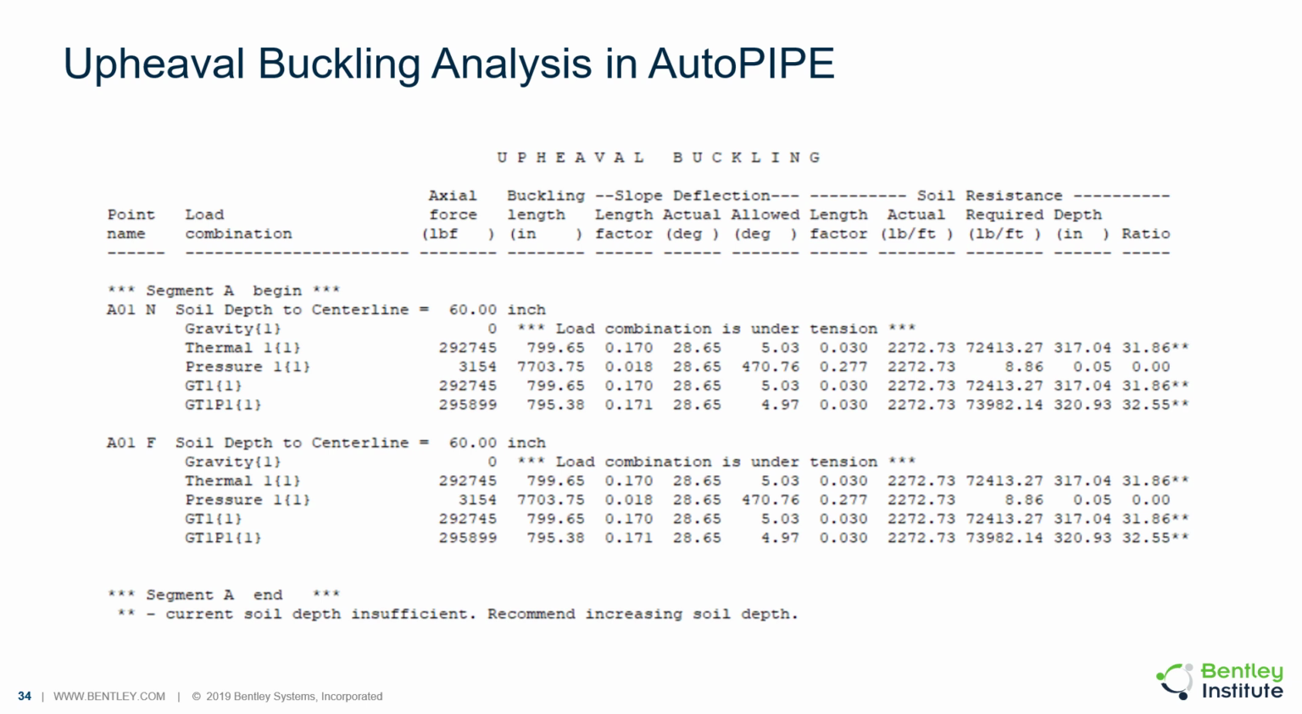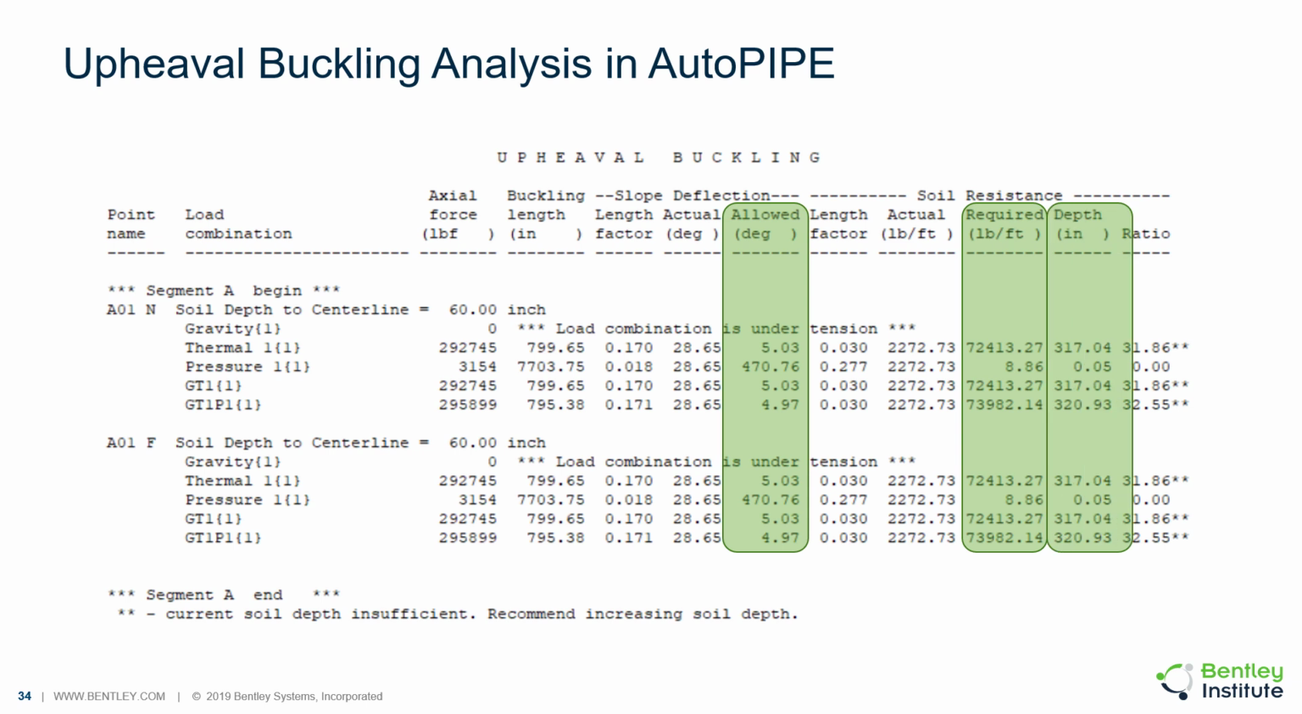And then AutoPIPE will report the calculated allowed overbend angle, the required soil resistance, and the calculated required soil depth to avoid upheaval buckling.